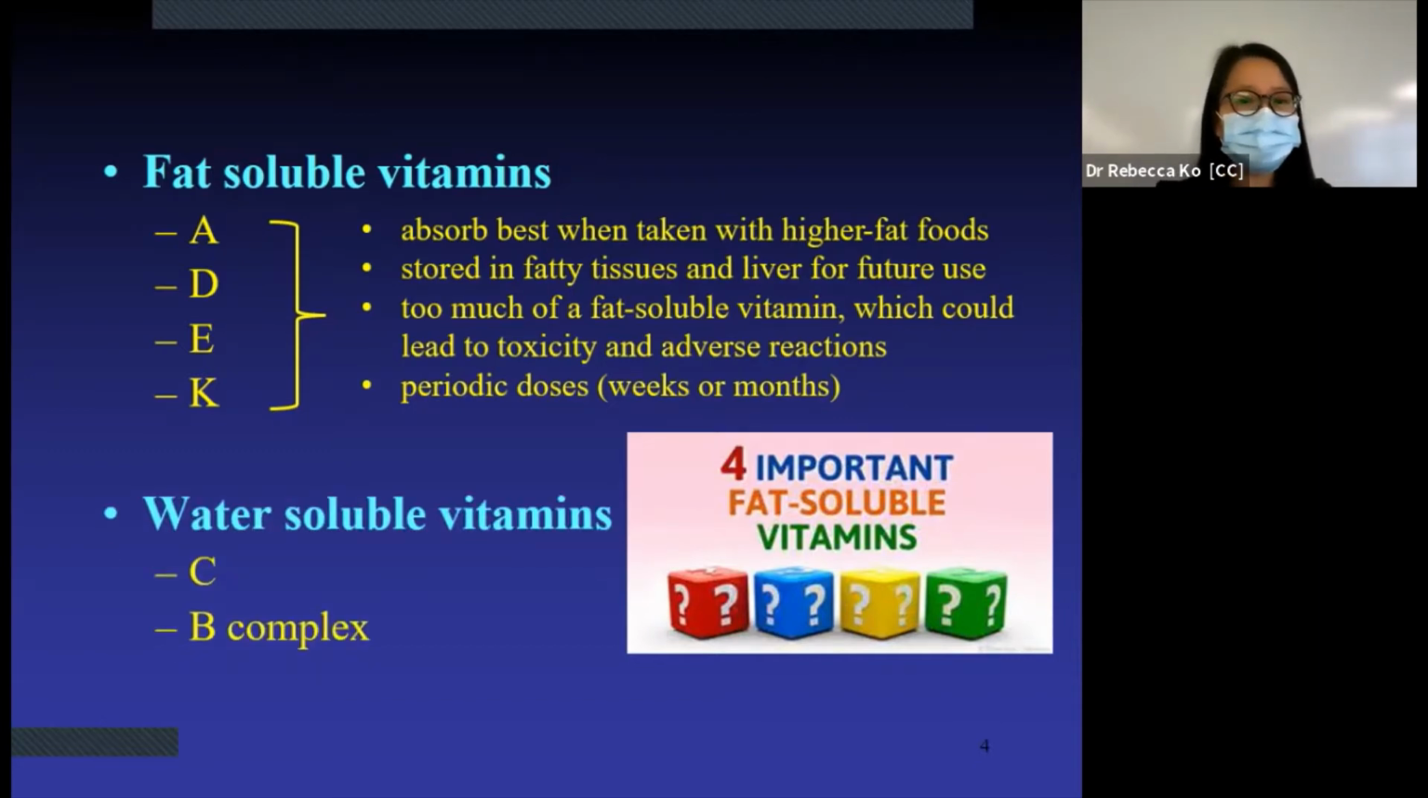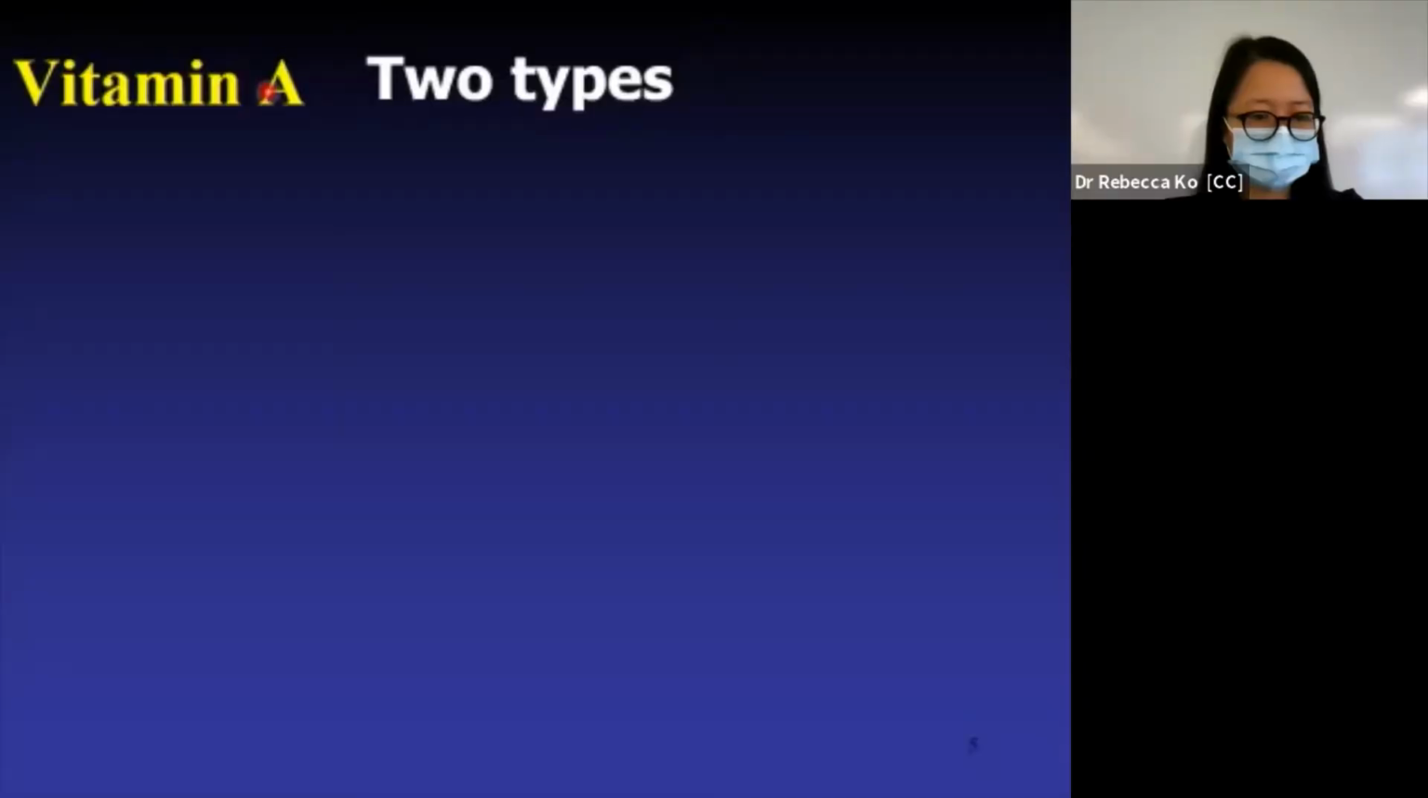For the water soluble ones, they are called vitamin C and the B complex, and that will be discussed in the next chapter. Okay, first we will talk about vitamin A. Vitamin A has two types.